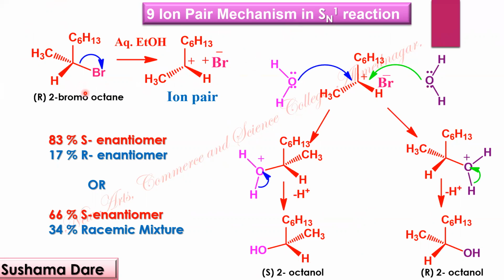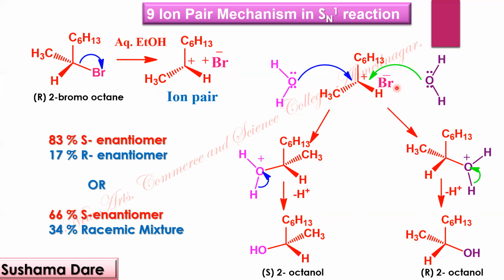You can see here in the first step, now this is R-2-bromooctane. In the first step, there is a departure of the leaving group, but this bromide ion is still in contact with the carbocation. So it is not far away from the carbocation. Therefore, we call this an ion pair. If they are not getting separated very well, the Br is still close to the carbocation.